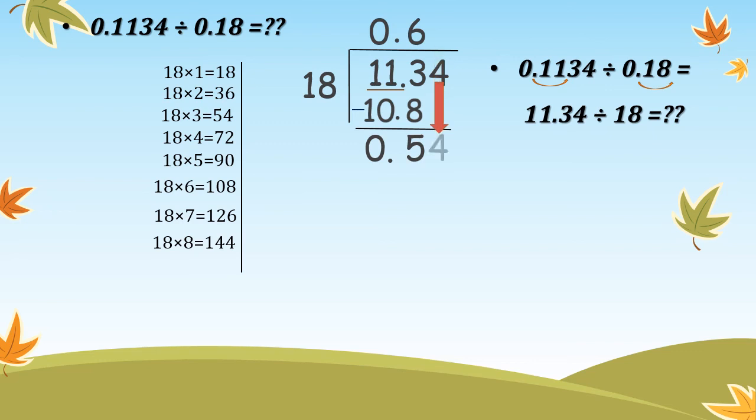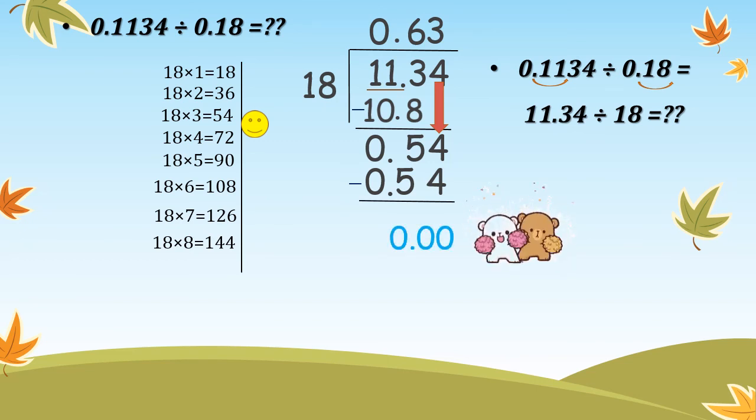Okay, now bring down 4. Okay, where is 54 here? Do I see 54? Yeah, I see it. So the happy face will move from 108 to 54. Alright? And take it with me and write 3 in the cushion. Subtract, the answer will be 0. We have just finished now.